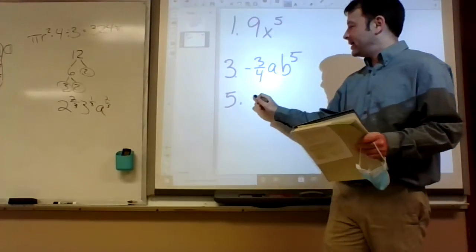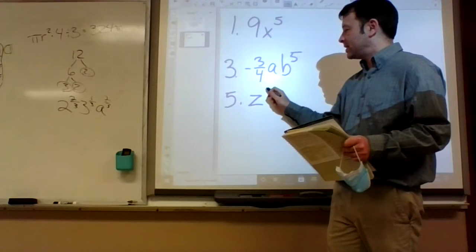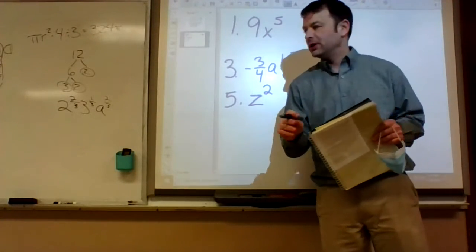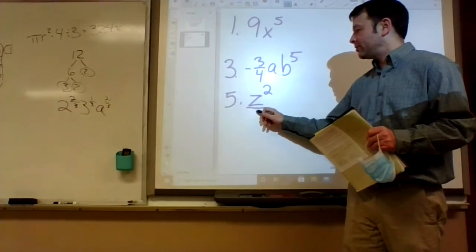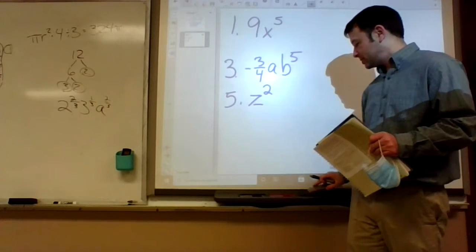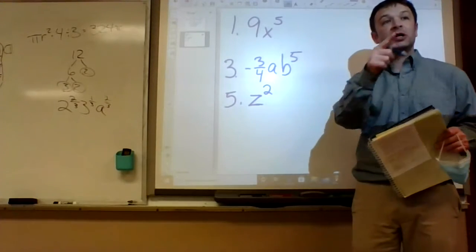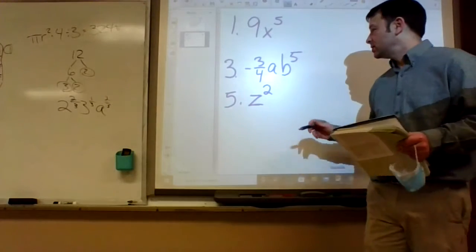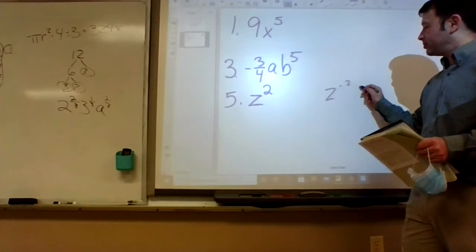So z to the negative 2 on the bottom is the same as z squared, positive 2, on the top. You don't have to put z squared over 1 though, because that's just z squared. So it's just z squared. What if there was a negative 2 on the top of, like, over 2 or something? Okay, if it was negative 2 on the top, what would it be?